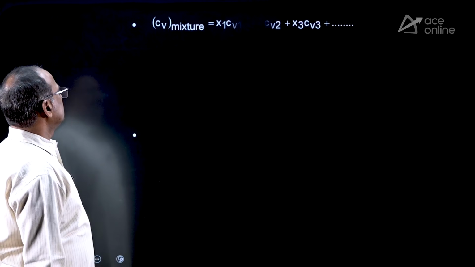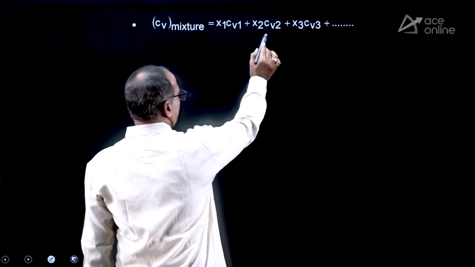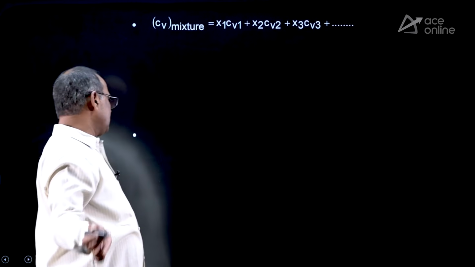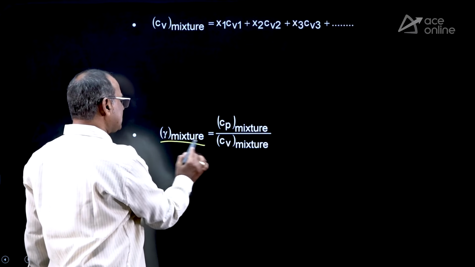Similarly, look at the Cv for the mixture: x1 Cv1 plus x2 Cv2 plus x3 Cv3, like that. Similarly, gamma for the mixture.